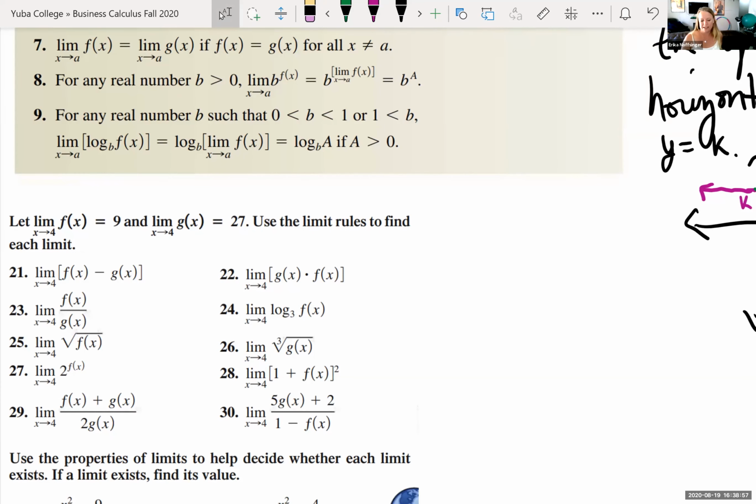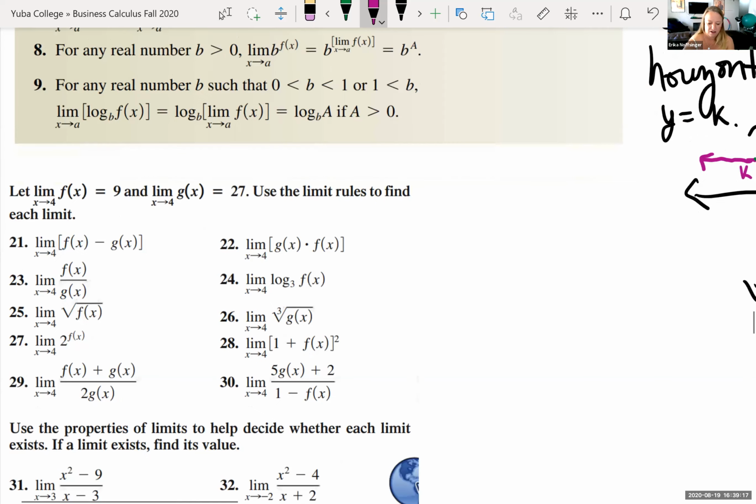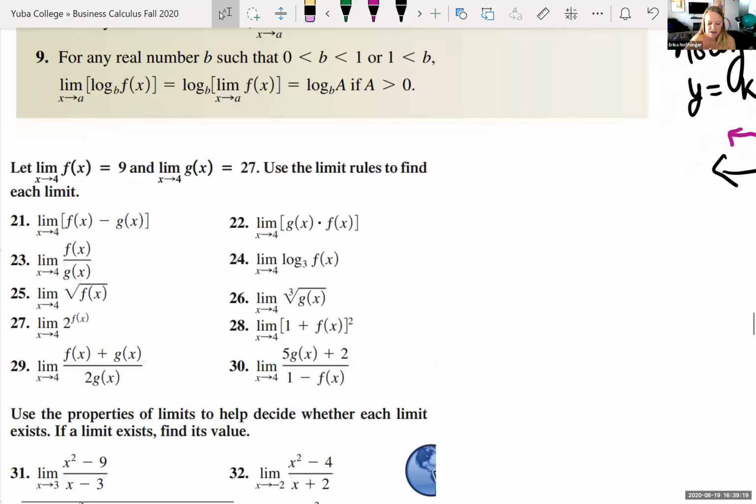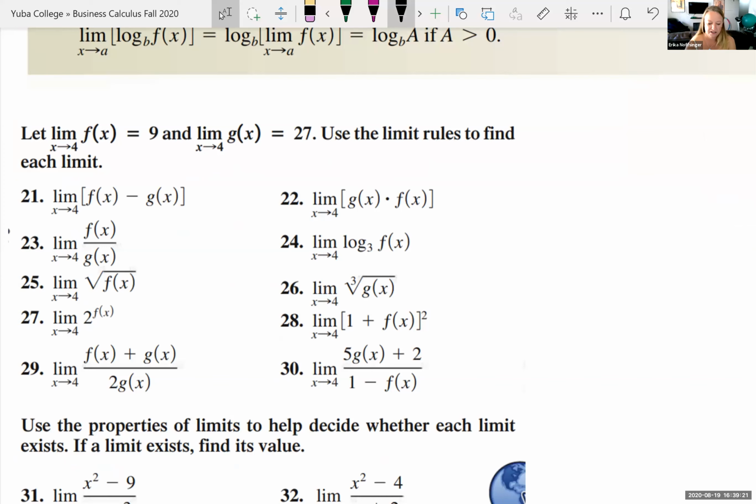Logarithms, though, are really helpful with simplifying things. If you have a limit of a log, basically you could pull the log out and look at the limit of the function you were taking the log of. And that would give us the log of whatever that value was. Pretty much these exercises are using those rules that we just had to simplify.